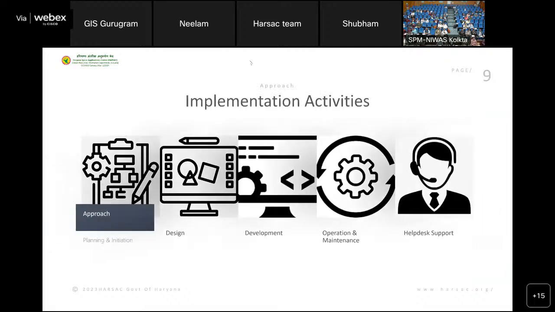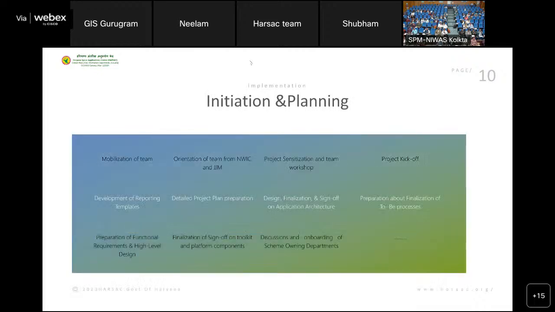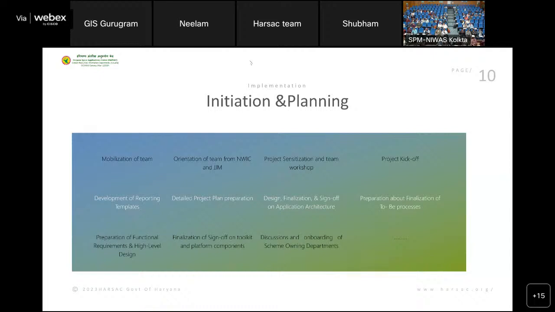Now, to implement all this, the approach is planning, design, development. So for planning, what are the steps that we have taken? First, the mobilization of the team is very important. And then the interaction and collaboration with the NWIC and JJM with HASEC team, where we have done multiple workshops, and then we did a project kickoff where a pilot was done. Based on that, we have created certain reporting templates and a detailed project plan. Then we have design finalization and sign off from the relevant competent authorities.